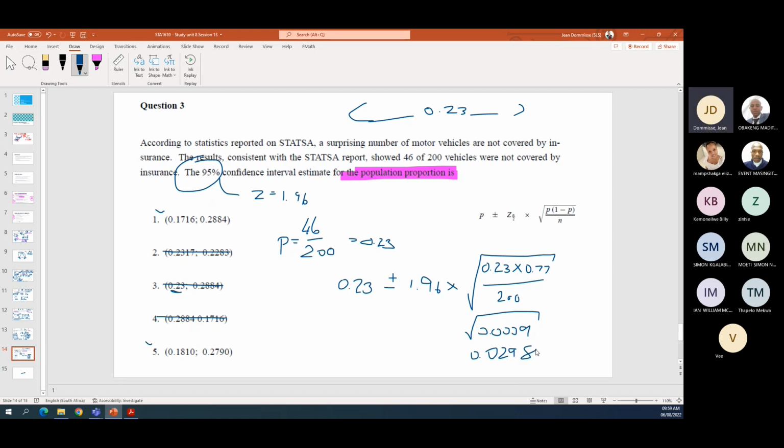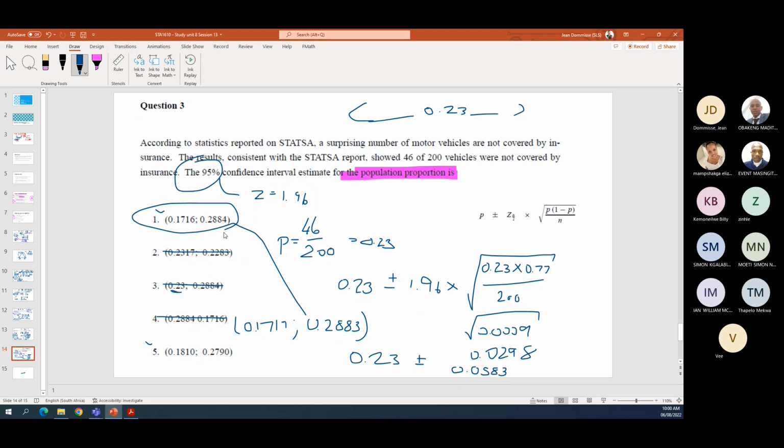8. Need to multiply that by 1.96, which is 0.0583. I hope I now calculated that correct. So that plus 0.23 is equal to the top one, which is 0.288. See, now I've got 2883, so it's very close. And 0.1717. Okay, so it's very close to that one. So there is your option. I must just check. I probably rounded off too early already in my answer.